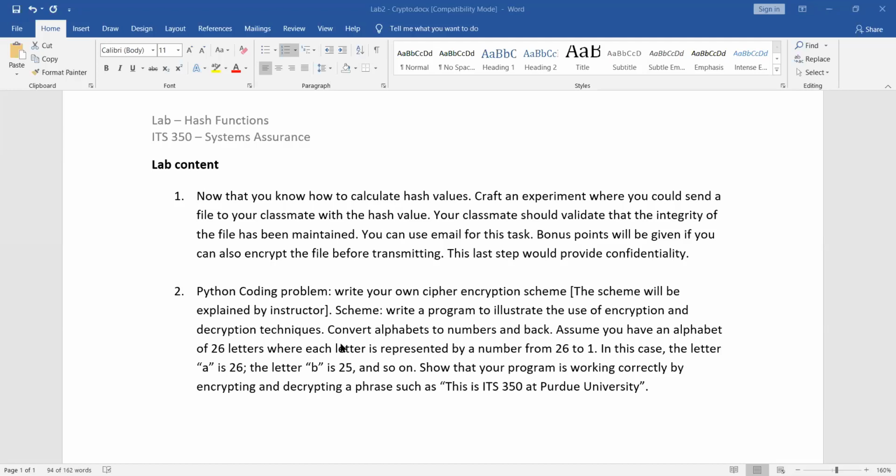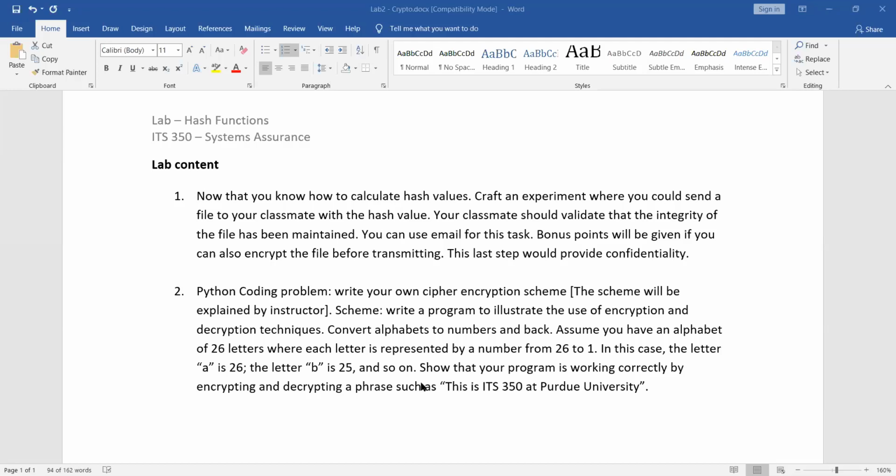Hopefully I provided an ASCII table. If not, oh, no, you do have an ASCII table from last week's lab. So you're going to use your ASCII table, and you're going to assume that you have an alphabet of 26 letters, where each letter is represented by a number from 26 to 1. In this case, the letter A is 26, the letter B is 25, and so on.